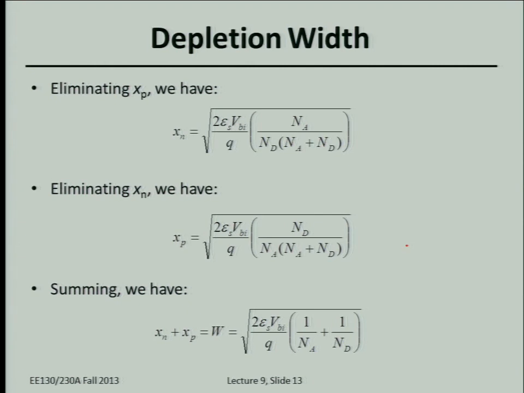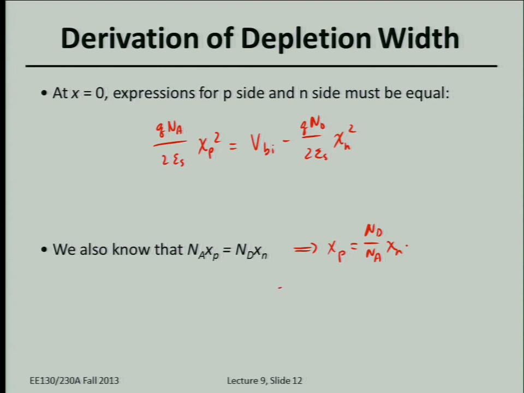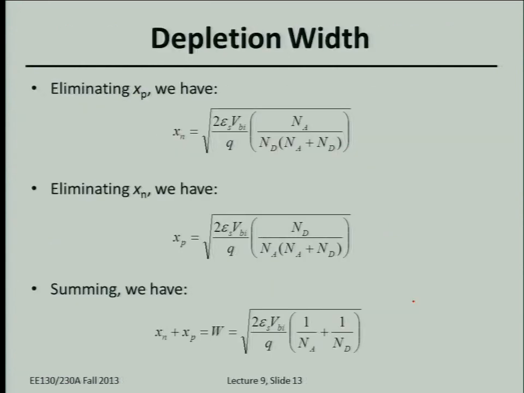Or you can write xn is equal to Na over Nd xp, right? Then you can plug this expression for xn into the equation on top and solve for xp. Okay, if you do that, you get this middle equation on this slide. Now, if you add those two together, we get the total depletion width, and basically this is the answer right here.